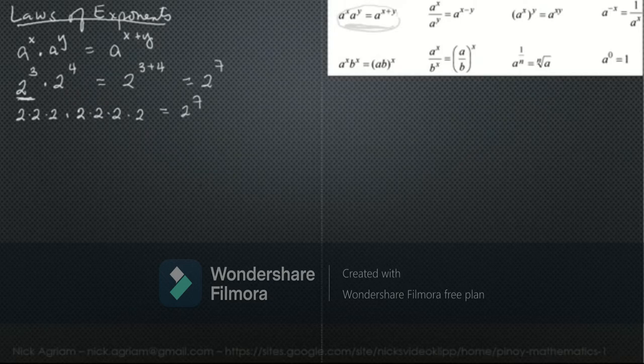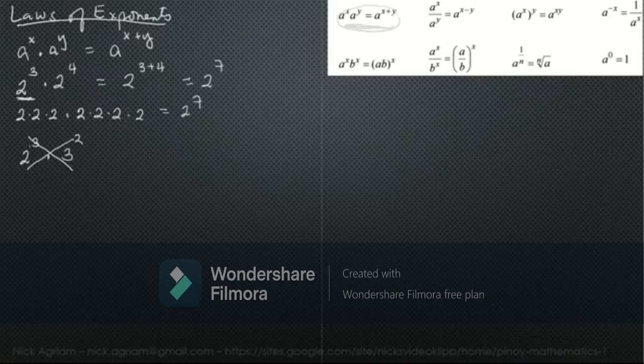You can only use this when you have the same base. You cannot use this when you have, for example, 2 raised to 3 multiplied by 3 raised to 2. If you have this kind of problem, then you need to calculate 2 raised to 3, and then calculate 3 raised to 2, and then multiply them: 8 times 9, 72, for example. So, you cannot use this law of exponent when we don't have the same base.